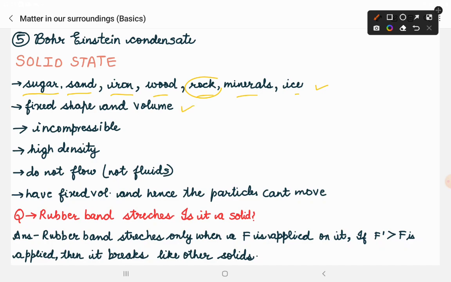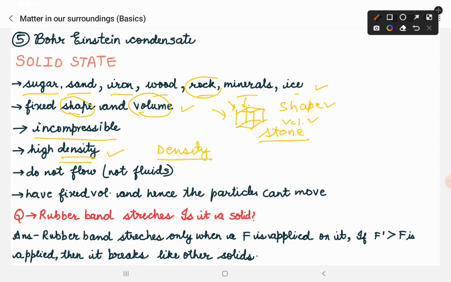Solids have fixed shape and volume. We know this, shape is fixed and volume is also fixed. For example, you have a cube. If it is a stone cube, then the stone cube has a fixed shape, and the volume is also fixed. It will not change. It is incompressible, meaning you cannot compress it from the outer sides. It will have very high density.